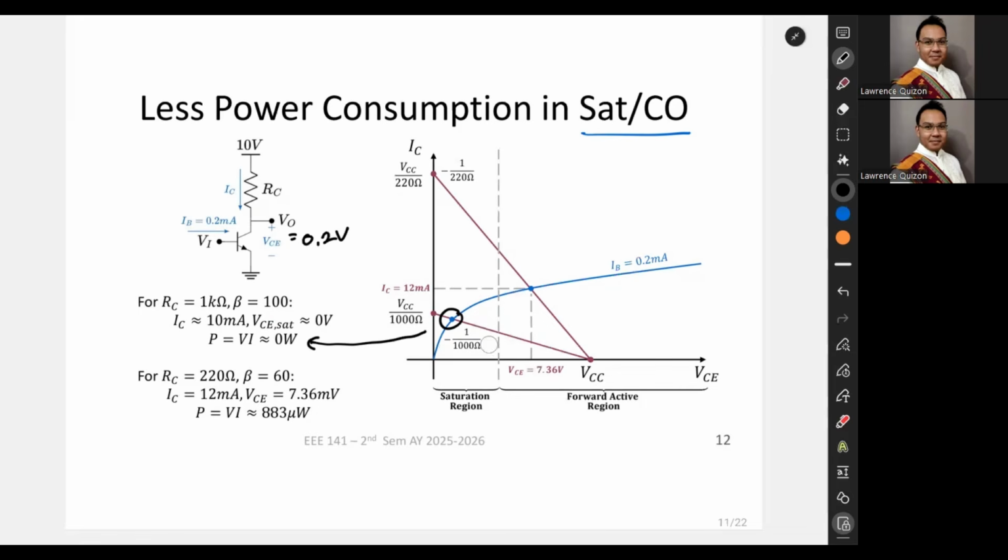Note, for the 1000 ohm case, this is the same as the one earlier. We have a very shallow slope for the load line, which corresponds to this point in saturation. And for the 220 ohm case, we are deep in forward active, which is over here. If we compute the power for each, the one in forward active would be consuming nearly 1 milliwatt, while the one in saturation would be consuming nearly zero. It's practically zero, but somewhere close, somewhere non-zero. Which is another reason why we would typically favor saturation over forward active.